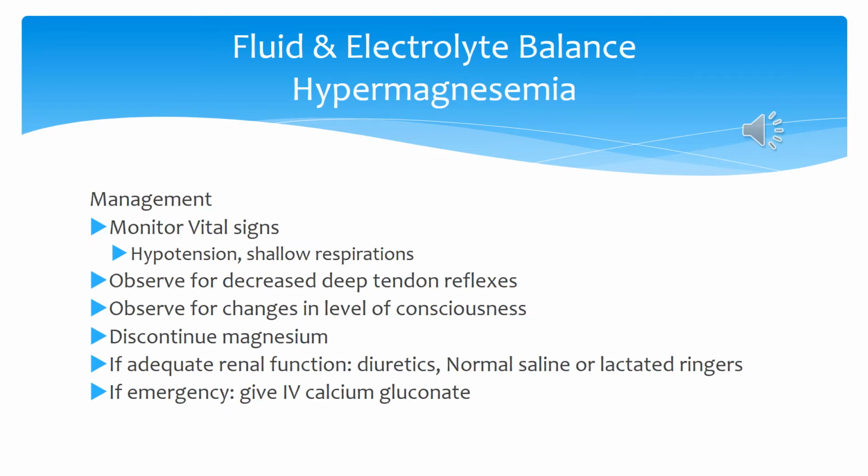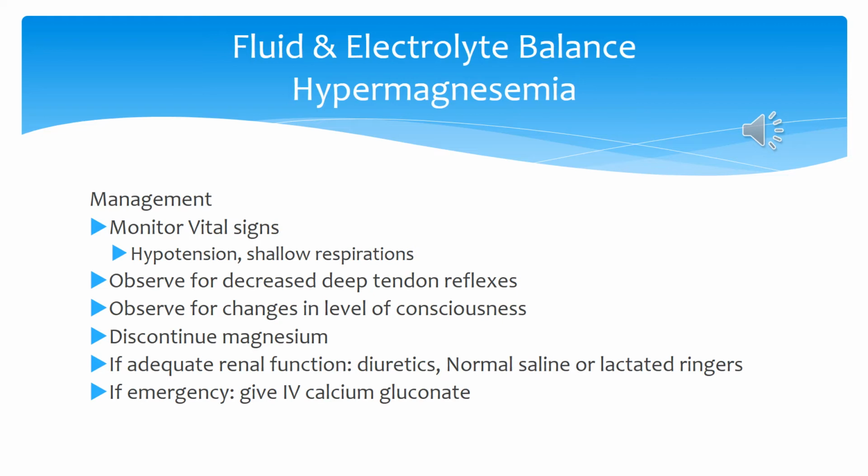For the management of hypermagnesemia, nursing management will include monitoring the vital signs, noting hypotension and shallow respirations. The nurse will also observe for deep tendon reflexes that are decreased and changes in the level of consciousness. Medical management can be utilized, and hypermagnesemia can be prevented by avoiding the administration of magnesium to patients with renal failure and by carefully monitoring seriously ill patients who are receiving magnesium salts.